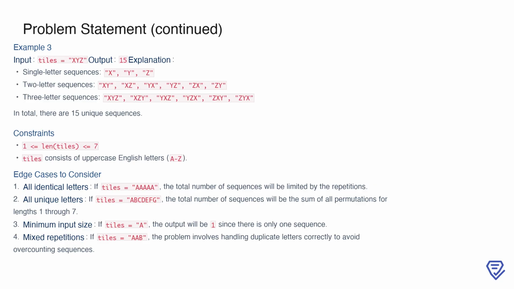The constraints for this problem ensure that the length of tiles is always between 1 and 7, and the string will only include uppercase English letters. Some edge cases to consider include inputs like AAA, where all tiles are identical, meaning the total sequences are limited by the repetitions. Another case is when all the tiles are unique, like ABCDFG, which maximizes the number of permutations. For the smallest input size, such as A, the output will simply be 1, as there's only one sequence possible. Finally, mixed repetitions, like AAB, require careful handling to avoid overcounting duplicate sequences.